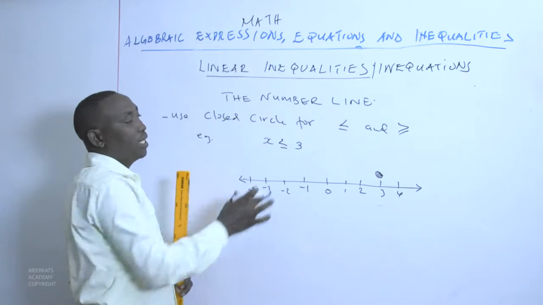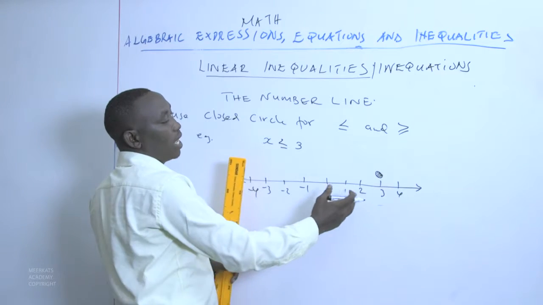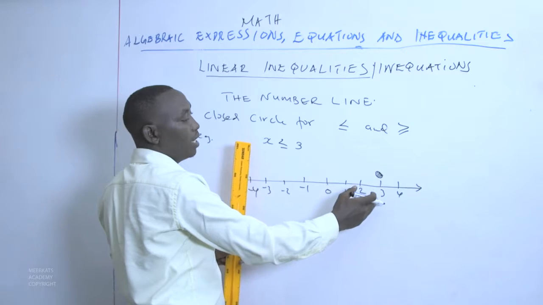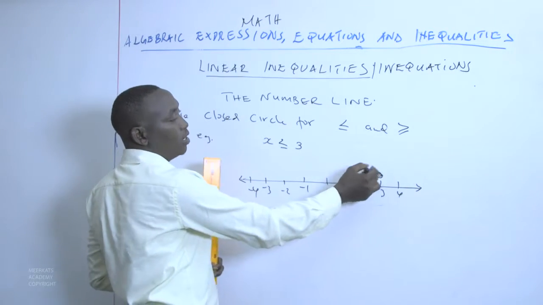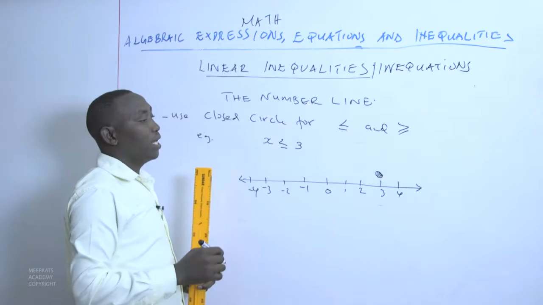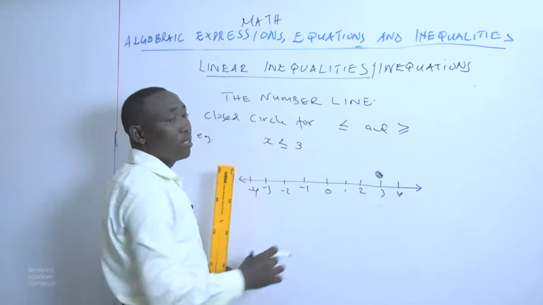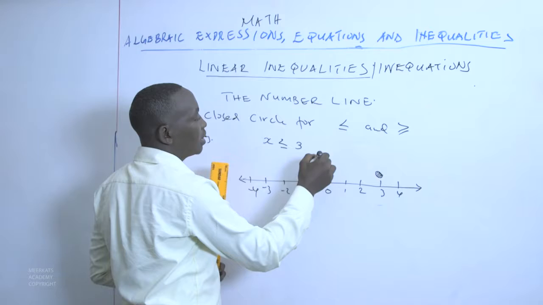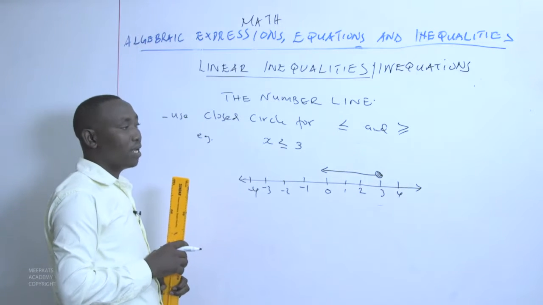Now, because x is less than or equal to 3, that means x can be any value from 3 downwards. So it can be 3, it can be 2, it can be 1. The reason why we are saying that this dot is closed is to show that this value 3 is included. So the arrow should point to the left hand side.